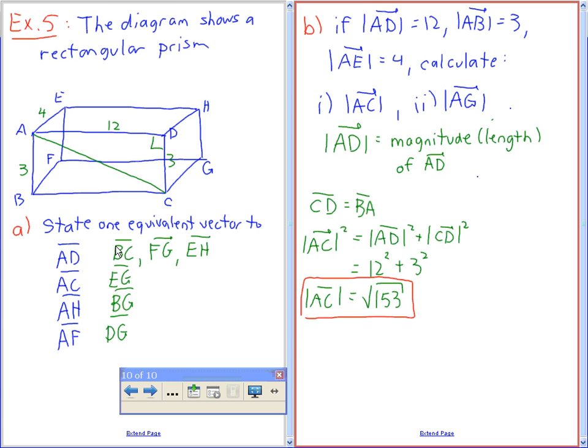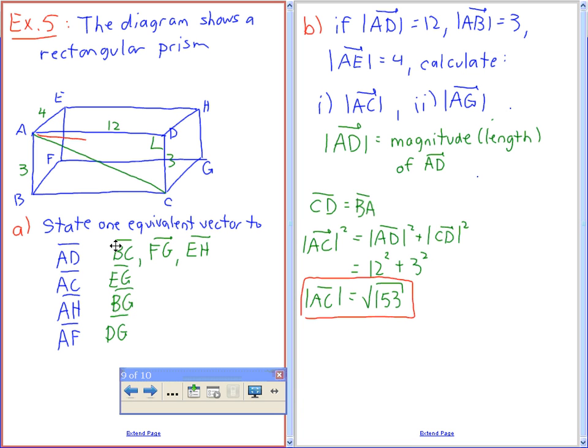AG, I need this one in red. AG is going all the way down to there. Any suggestions how I can do this? John? You're going to find AH, and then you're going to use the AH length and HG, which is 3, and the Pythagorean theorem to solve for that. So you want to use this and this. I don't see another way I can do that. That is right, that will work.